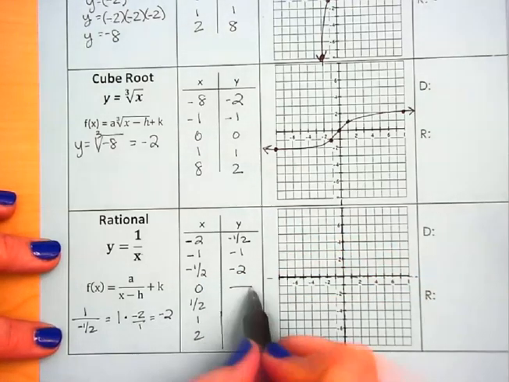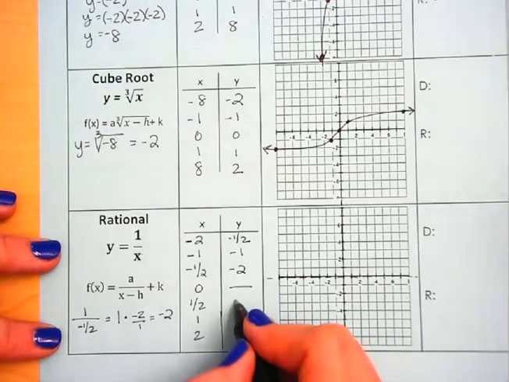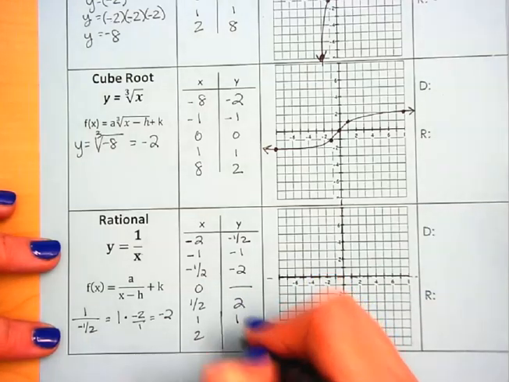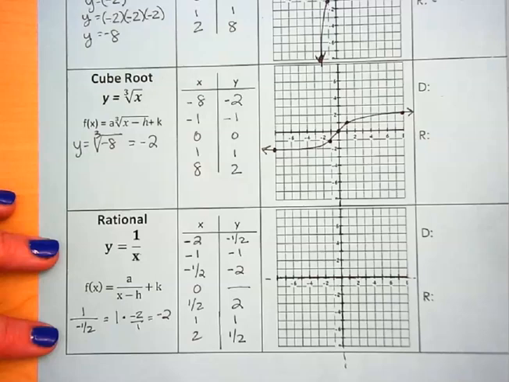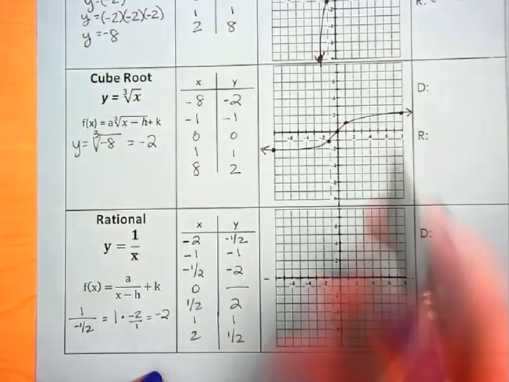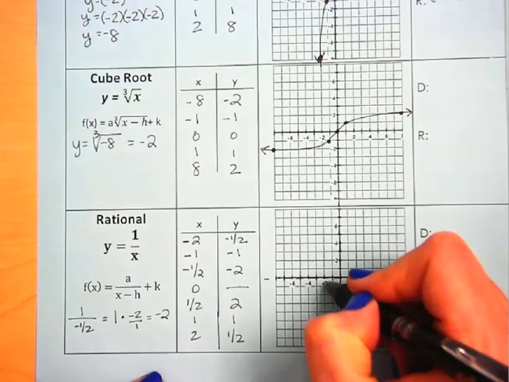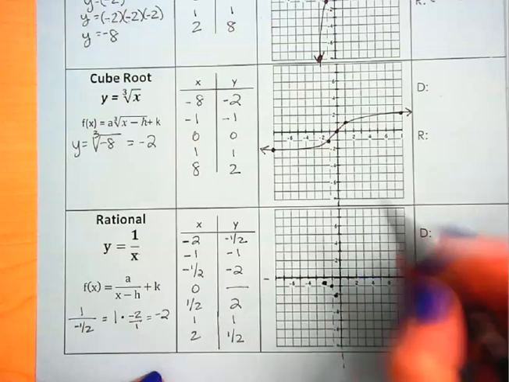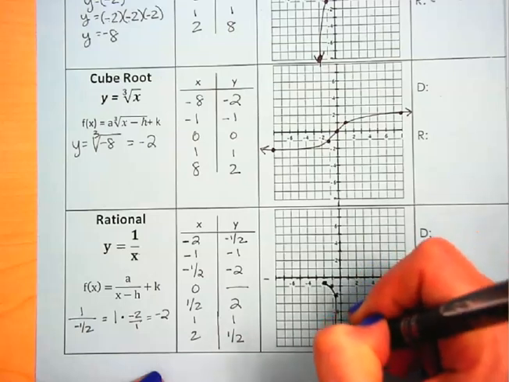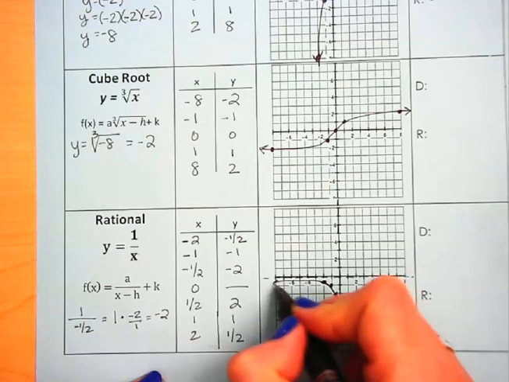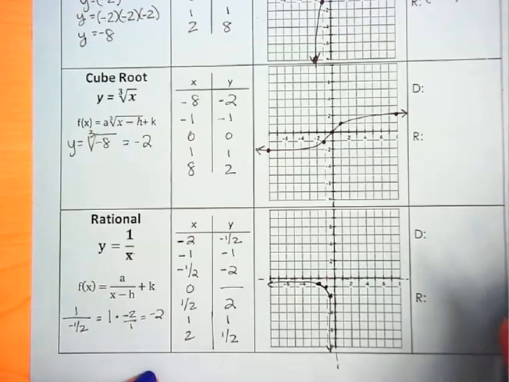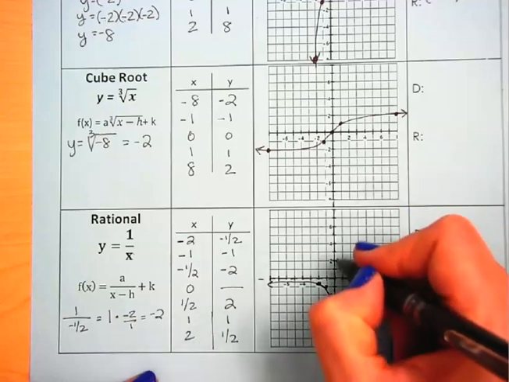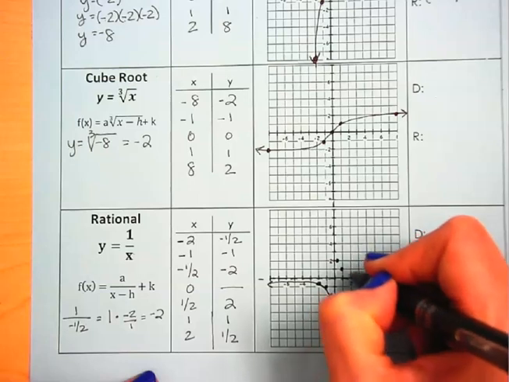1 over 0 is undefined. 1 over 1/2 is +2 because, again, you multiply by the reciprocal. And then we have 1 over 1 is 1, and 1 over 2 is 1/2. So I'm going to graph these values. Left 2 down 1/2, left 1 down 1, left 1/2 down 2. This is going to create a C-shaped curve like this that approaches both asymptotes but never crosses. And then we have the positive values over 1/2 up 2, over 1 up 1, and then over 2 up 1/2.